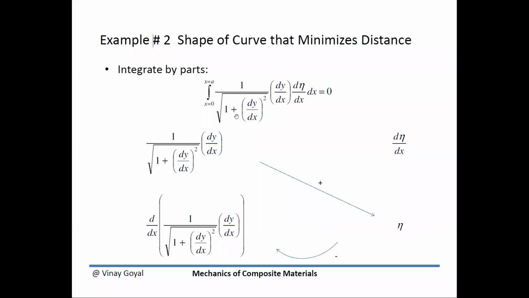I'm going to integrate by parts again to get rid of this eta. I'll put this whole thing on the left-hand side, this one on the right-hand side, and I'm going to transfer this derivative over, so you can see the d/dx there, and remove the derivative from this one here. Plus minus, the bottom one goes back into the integral, while the cross term goes into the boundary condition.